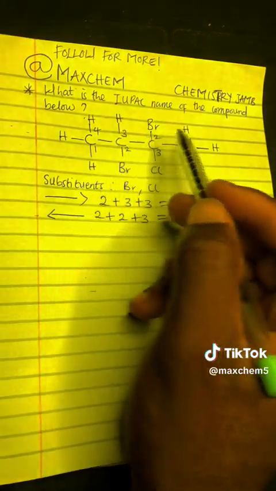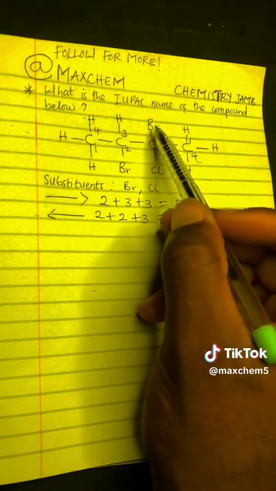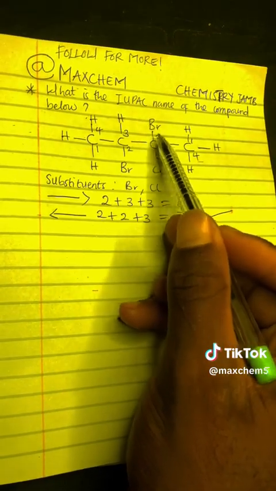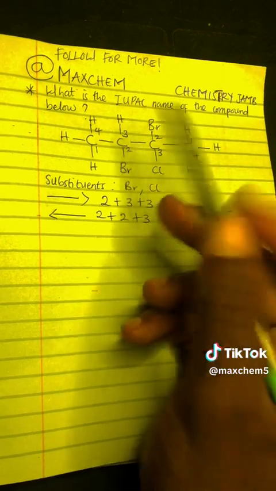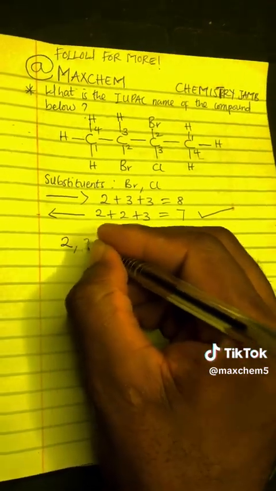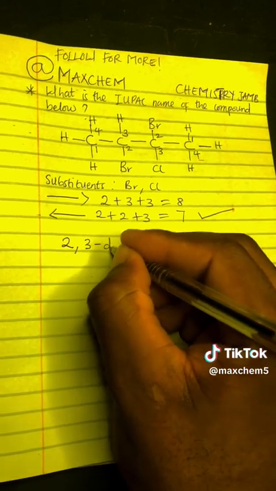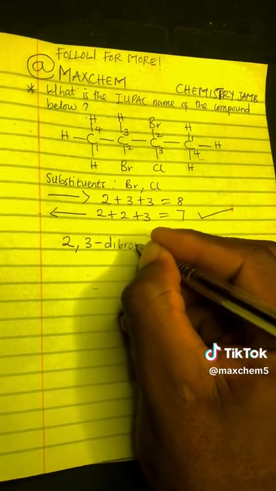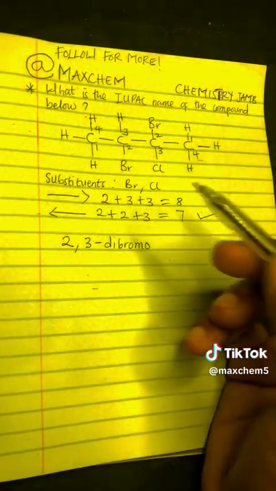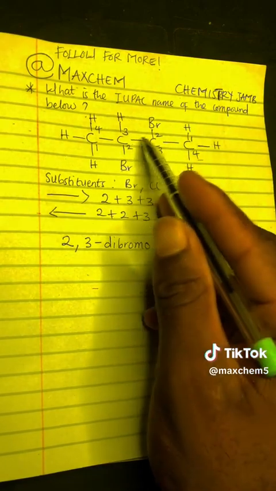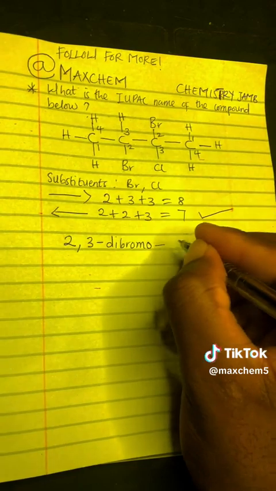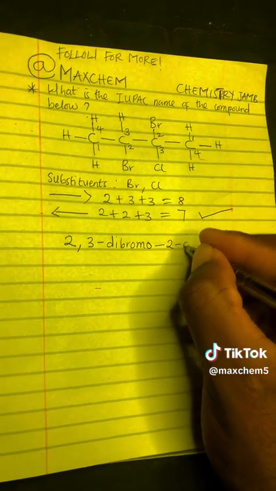So now you can see that we have two bromine atoms, this one and this one. And going in this direction, this one is on carbon 2 and this one is on carbon 3. So now we are going to write 2,3-dibromo, because it is two bromine atoms. And then we move to chlorine. Since we are going in this direction, this chlorine is on carbon 2. So we are going to write 2-chloro.